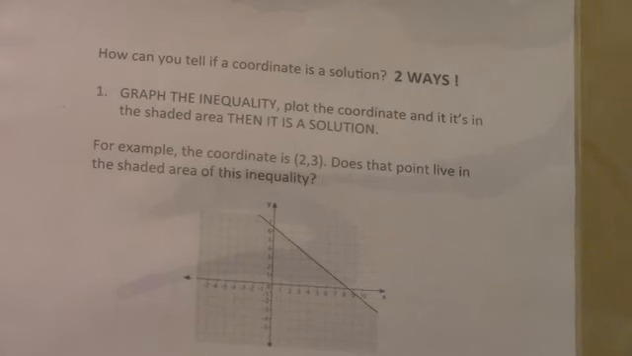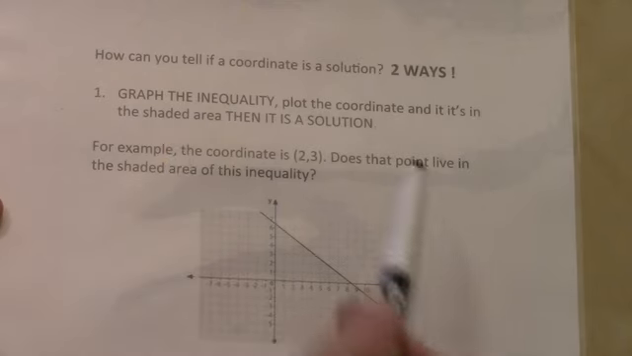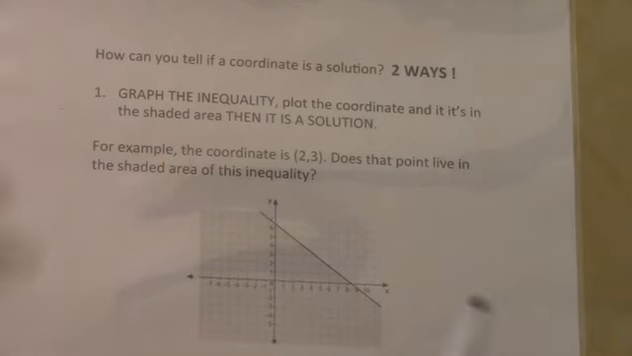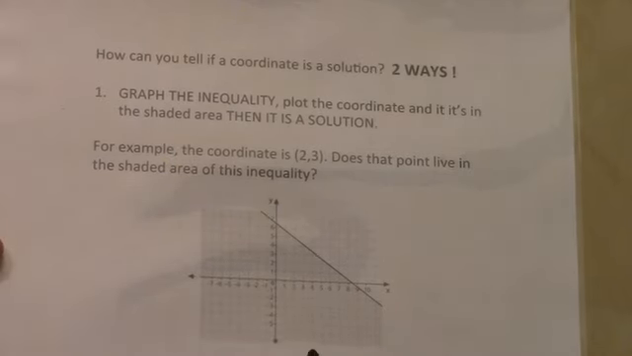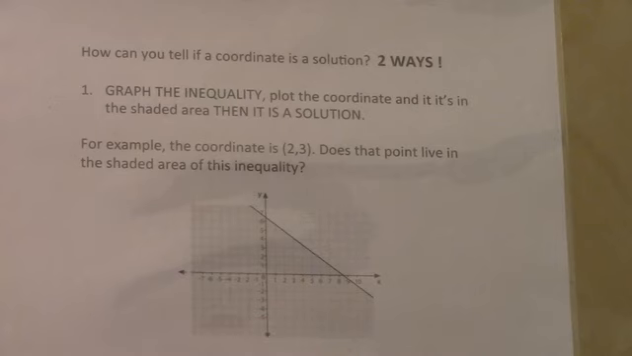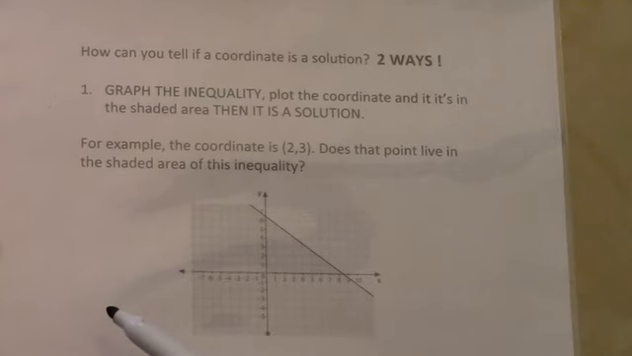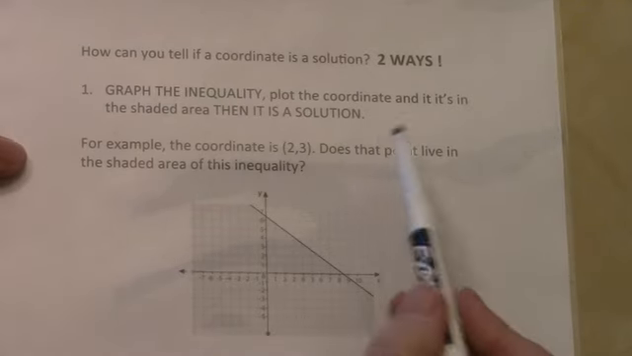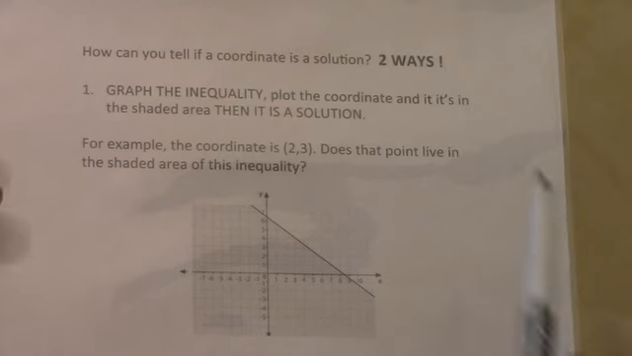Okay, the next page, page 7. There's a couple different ways we can test a point. Say we already have a graph and you just want to know, does the coordinate 2, 3 is that a solution? That means, would it fall in the shaded area of your graph? Well, there's two ways we can do this. The first way is to simply graph it and look at the coordinate. If we have an example of this graph right here, we see it's a solid line and we see that all of this is shaded. So if the coordinate is in the shaded area, then yeah, it's a solution.